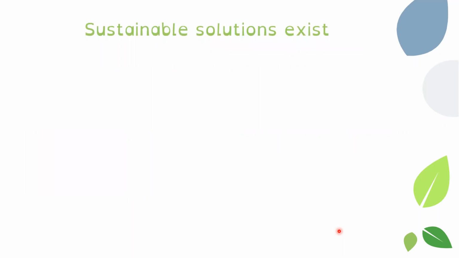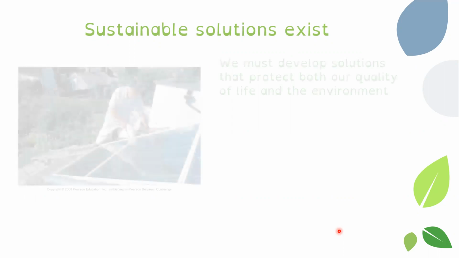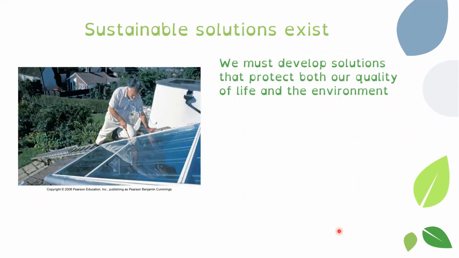Sustainable solutions do exist. So this is good. We just need to figure out how to implement them in our various places in the world based on all of the elements that impact our choices, that impact our situations. So we must develop solutions that both protect our quality of life and the environment. We're not saying that we all need to stop everything and live in a hut and go back to being hunter-gatherers, but we need to figure out ways that can sustain our lives, but also not impact our environment. So that might need some shifts, but we still have a quality of life.